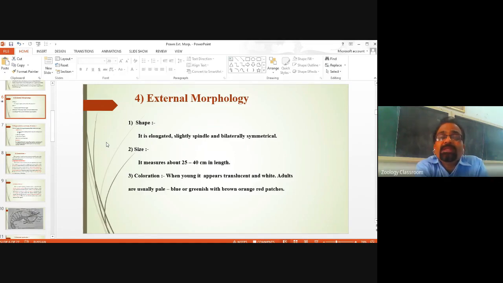Adults are usually pale blue or greenish with brown, orange, red patches. So this is how the appearance of the adult is there. Due to the maturation, due to the saturation of calcium carbonate, and due to the activation of the melanocytes, color exhibiting cells, as the animal grows, this type of different shades appears. In case of adults, it appears pale blue or greenish with brown, orange, red patches. Okay.